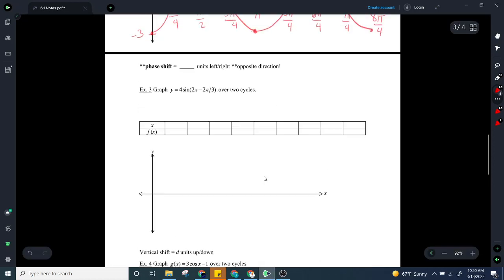So quick refresher here, phase shift you can calculate by doing C over B, and it's always opposite whatever the sign is, right? So if it's minus 2 pi over 3, for example, we're actually going to move it to the right.